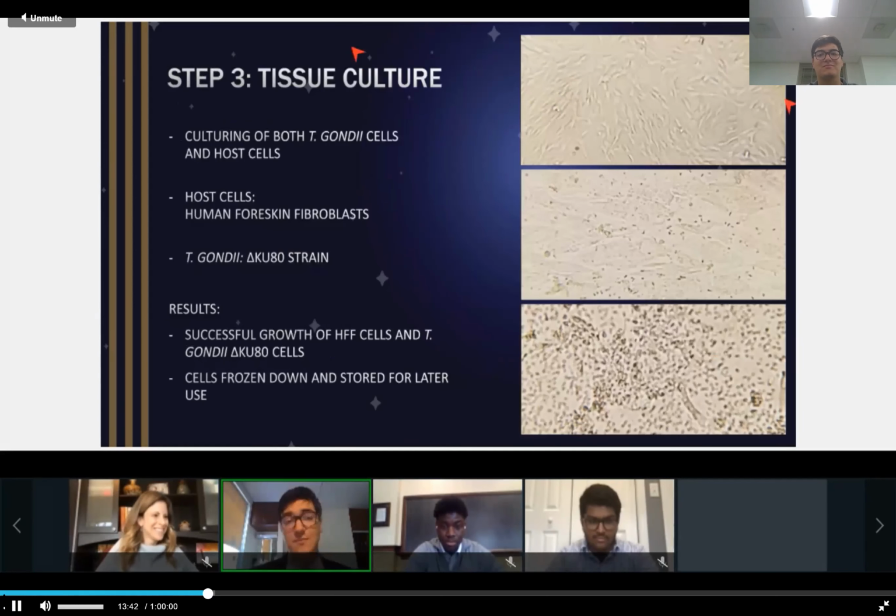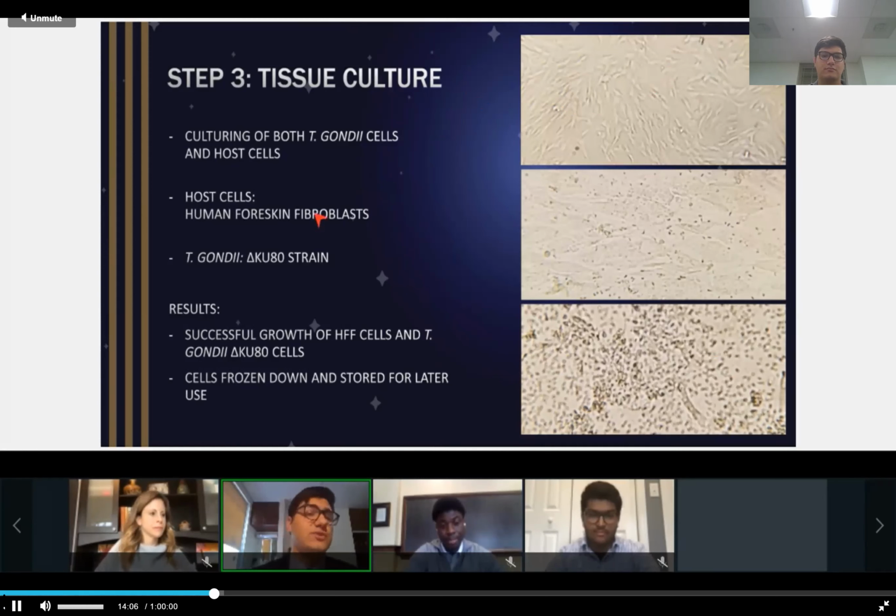So the next step is going to be tissue culture. I've gone ahead and done some of this. We had to culture both host cells and the Toxoplasma gondii. The host cells are human foreskin fibroblast cells, which you can see up here. This is a picture under a microscope. And then we had to grow the Toxoplasma gondii cells.